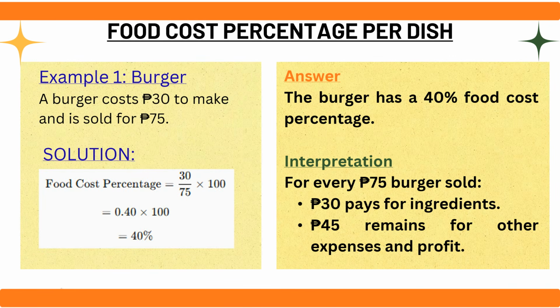Here is an example of food cost percentage per dish. A burger costs 30 pesos to make and is sold for 75 pesos. Solution: 30 divided by 75 times 100 is equal to 40%. Answer: The burger has a 40% food cost percentage. Interpretation: for every 75 pesos burger sold, 30 pesos pays for ingredients, 45 pesos remains for other expenses and profit.